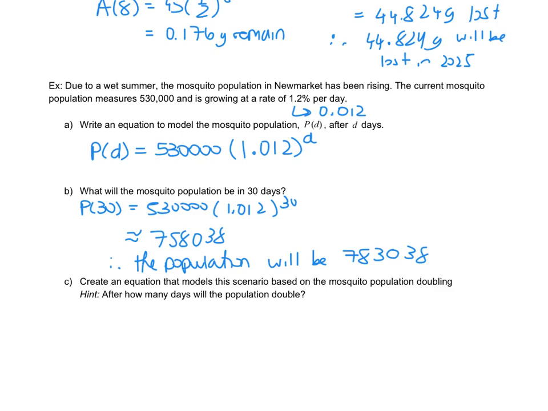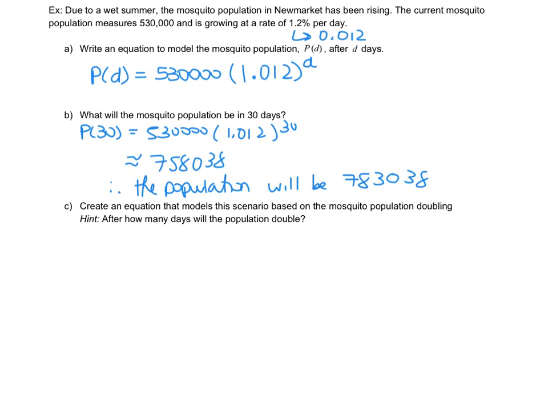Now, create an equation that models this scenario based on the mosquito population doubling. So that means they want the equation to be P at D equals 530,000 times 2 to the power of T over something. We need to figure out when the mosquito population doubles so that we can fill in that blank. So they just gave us a new rate and we have to make that work.